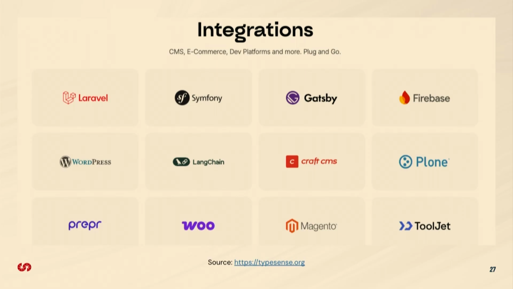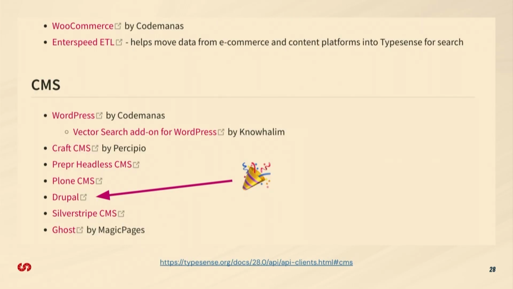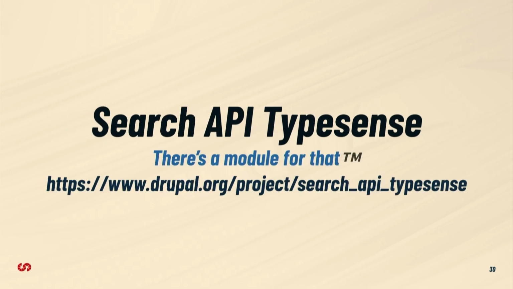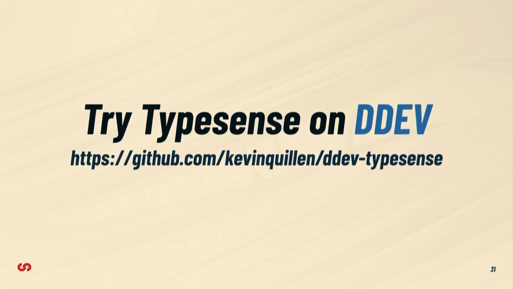But obviously, if you go to the home page, you don't see Drupal. So, where is Drupal? Okay, there is. If you go inside the API clients page, you can find it, and there's a module for that. So if you want to play with Typesense, Drupal, and vector databases, you only have to download it and try it. If you want, you can use it on your local machine using this add-on.